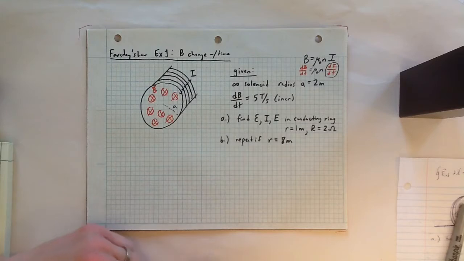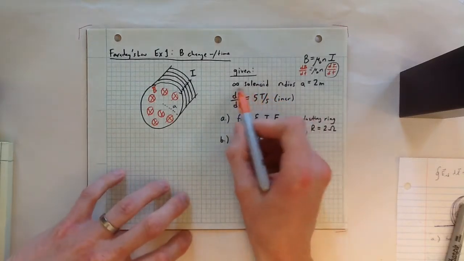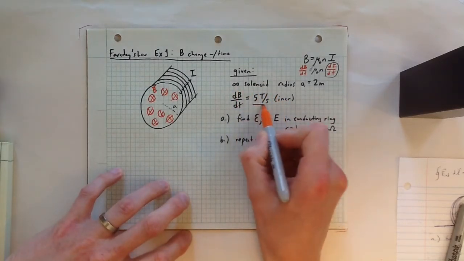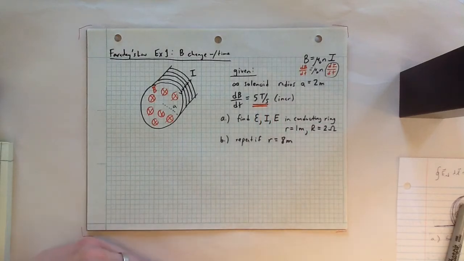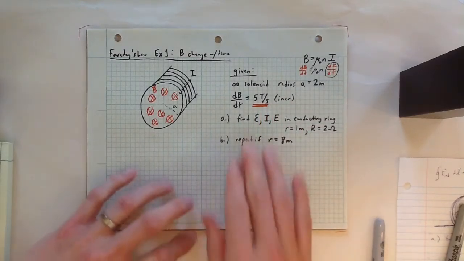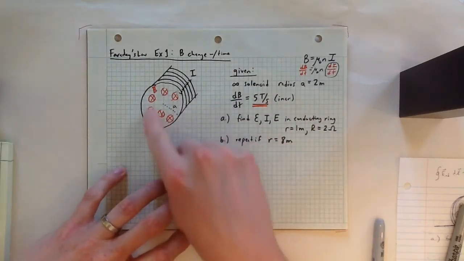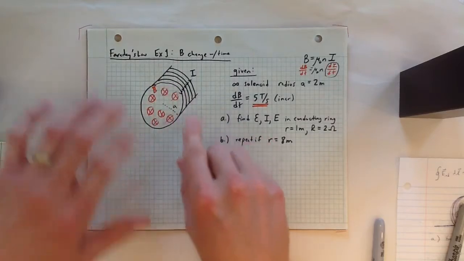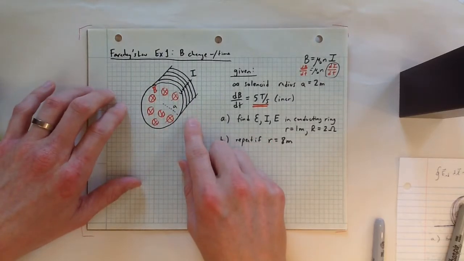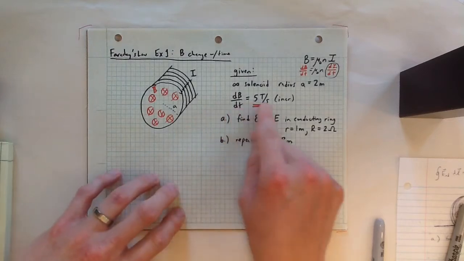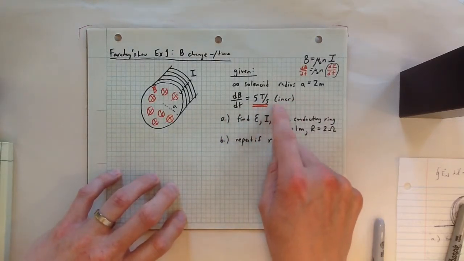But let's just say I cut to the chase, and really the sole purpose of this solenoid is to provide me with a changing magnetic field with time. Now that I have it in this region, at least inside the solenoid, of course outside there is no magnetic field at all, but inside the solenoid I have this rate of change.